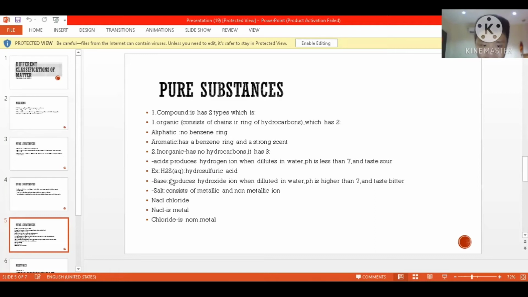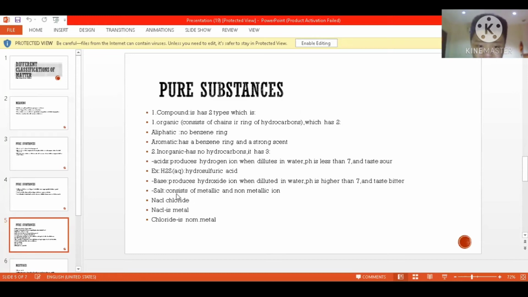Now the second is base, which produces hydroxide ions when diluted in water. We say pH is higher than 7 and it tastes bitter. An example of it is sodium hydroxide. So if I remember correctly, everything that has hydroxide in it is a part of base.